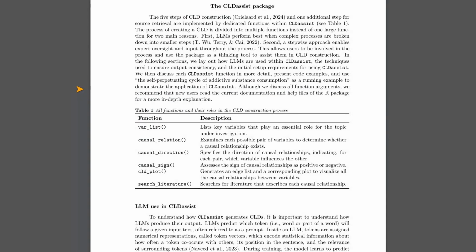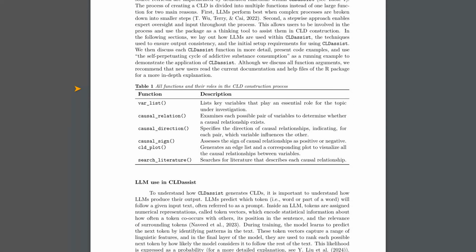After you have your list of variables, CLDassist then asks the LLM to figure out if there are causal relationships between them. It essentially asks, does a change in variable A actually cause a change in variable B? And it doesn't just say yes or no, it gives a probability, like there is an 80% chance that frequency of substance use causes increased cravings. This probability is like a score for how likely the LLM thinks that connection is based on all the text it has learned from. Then, if a relationship is likely causal, CLDassist asks the LLM to determine the direction of that causality. So, does substance use cause cravings, or do cravings lead to more substance use?